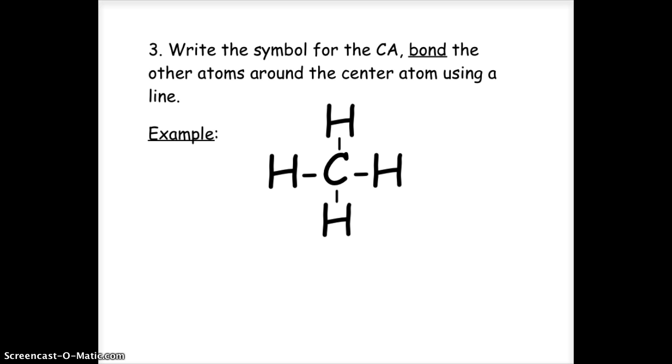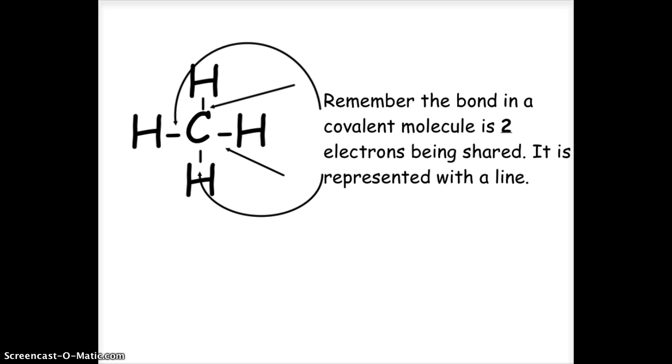Your third step is to write the symbol for your central atom and then put the bond with the other atoms around your central atom. We're going to use a line for that bond. That is the sharing of those 2 electrons. So you draw your structure, central atom, and then bond your other things around your central atom. Again, remembering that in a covalent bond, the 2 electrons are being shared, and that line represents those 2 electrons.